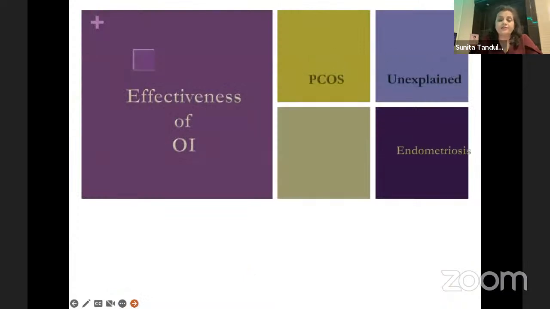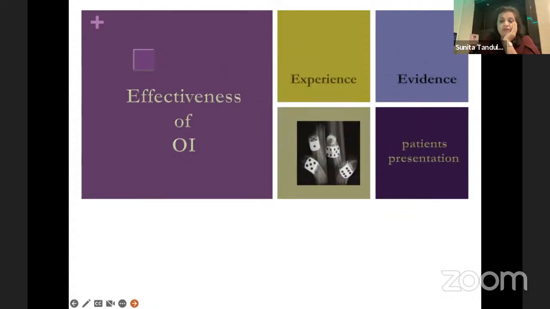Now, ovulation induction for IUI: what are the indications? Mainly polycystic ovaries, unexplained infertility, endometriosis, and male subfertility. These are the patients in whom, in a non-IVF cycle, we do ovulation induction when we want to time the IUI. So I will be talking with you from my experience, with the evidence, and about the presentations patients come with, and how we work.